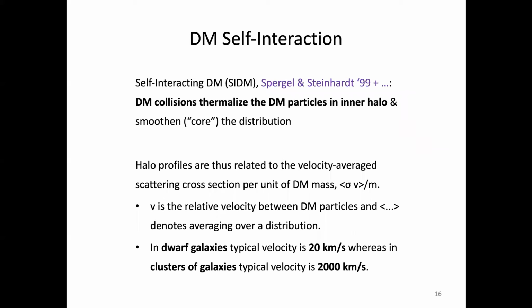So self-interaction has been proposed for many years. Spergel and Steinhardt proposed that these dark matter collisions thermalize the particles in the inner halo and smoothen the distribution. And halo profiles are thus related to the velocity-averaged scattering cross-section per dark matter mass. So notice that there is a v inside before you do the average. So it's sigma times v, averaged, so velocity or ensemble average. So the v is quite important.